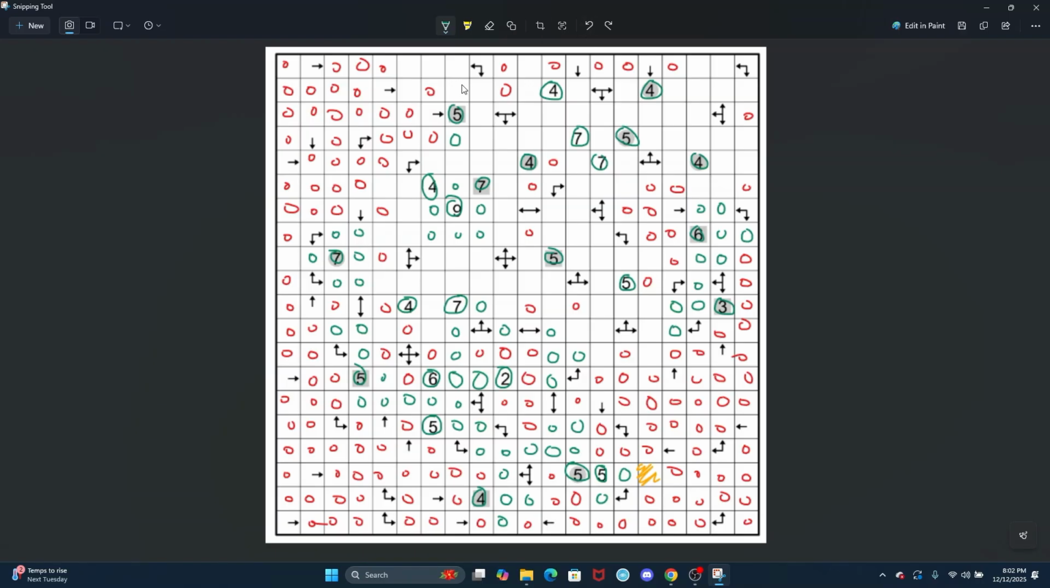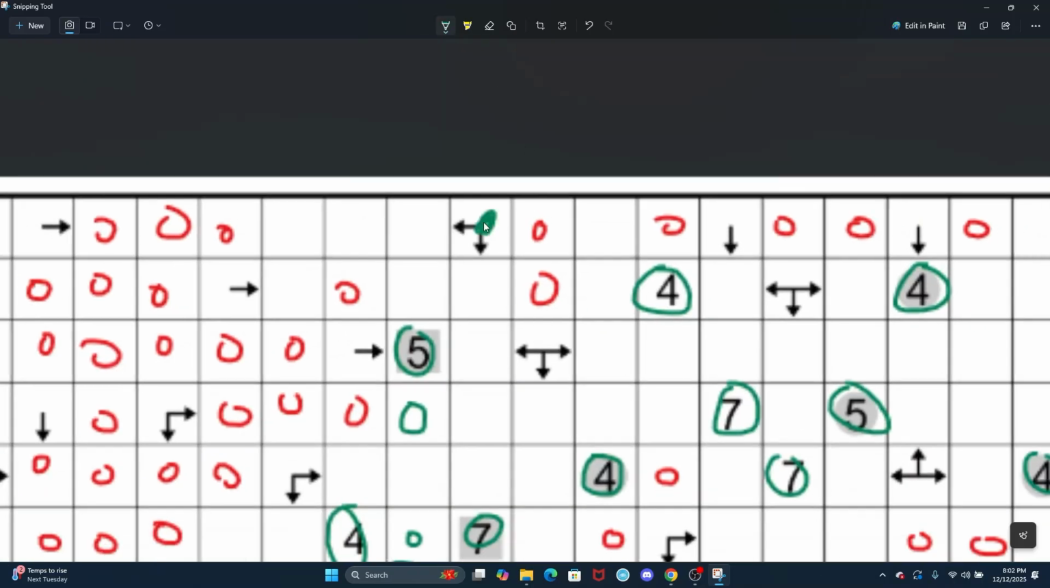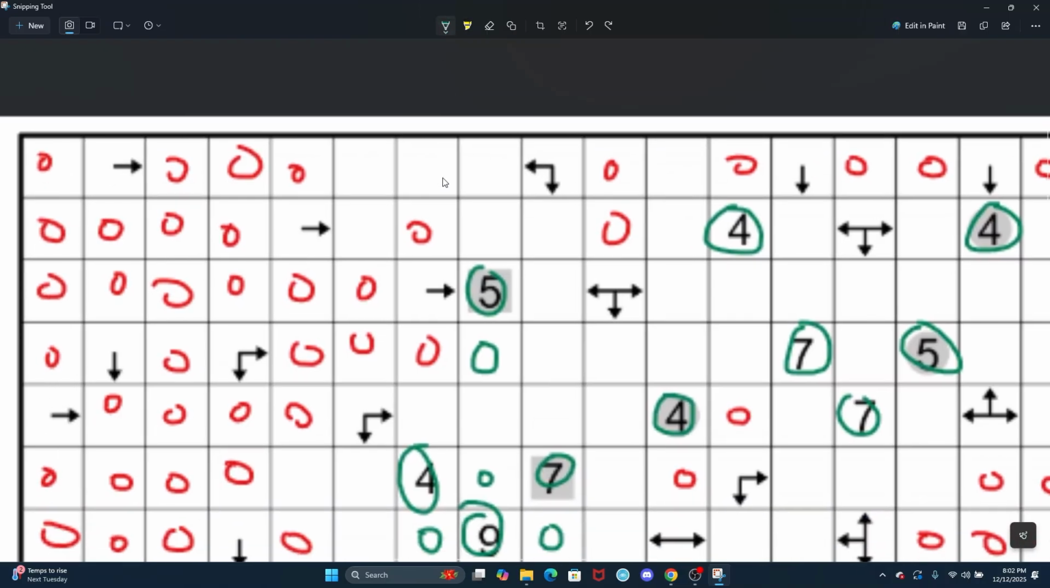Okay, I guess we can turn our attention to this part up here. I guess this particular square. If this square was red, or more, I guess this square. If this square was red, then this section would be blocked off, right? So these would also be red.